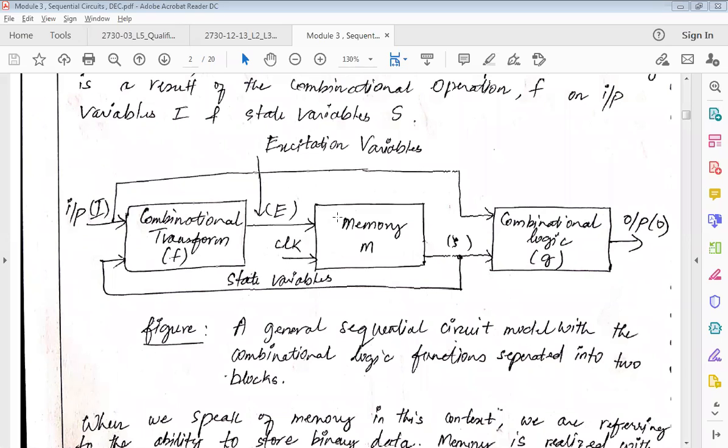Can you give me an example of a combinational circuit, students? I want to know if you're aware of what a combinational circuit is. Mamta, can you answer that question? Adder. Sorry?